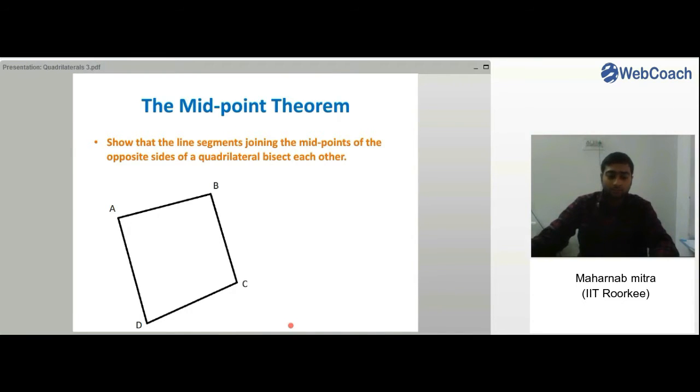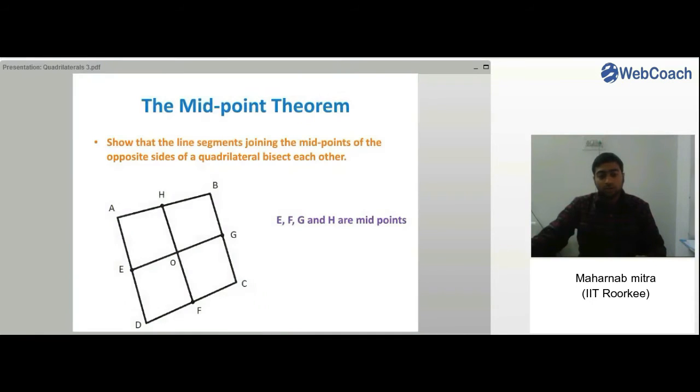So we have drawn the midpoints here, E, F, G, H, the corresponding midpoints of the sides, and named them in an anti-clockwise manner as I had told you. And then we have joined them, and you can see the intersection point is at O. So we need to prove that EG and HF get bisected at O.